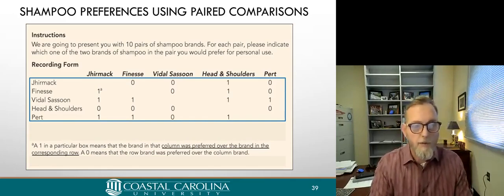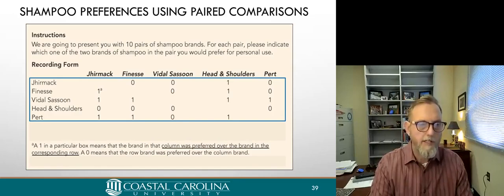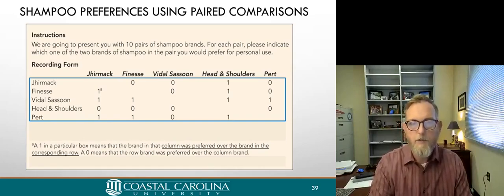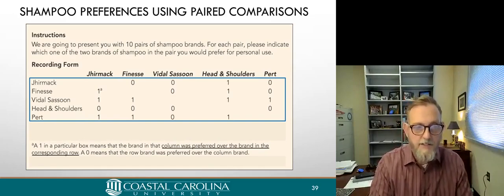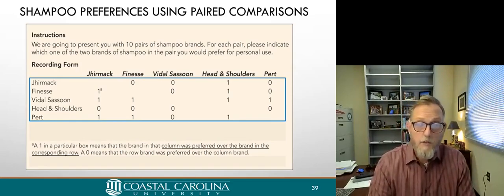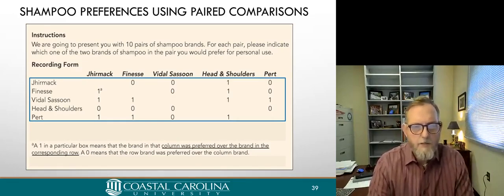And in this case, the way you read this box, the Germac Finesse, there's a 1 in that indicator there. It means that the brand in the column was preferred over the brand in the row. So in other words, Germac and Finesse, this respondent preferred Germac to Finesse. They preferred Germac to Vidal Sassoon, but they preferred Head & Shoulders over Germac because it's a 0 there. Okay, so you can look through this entire chart, right?